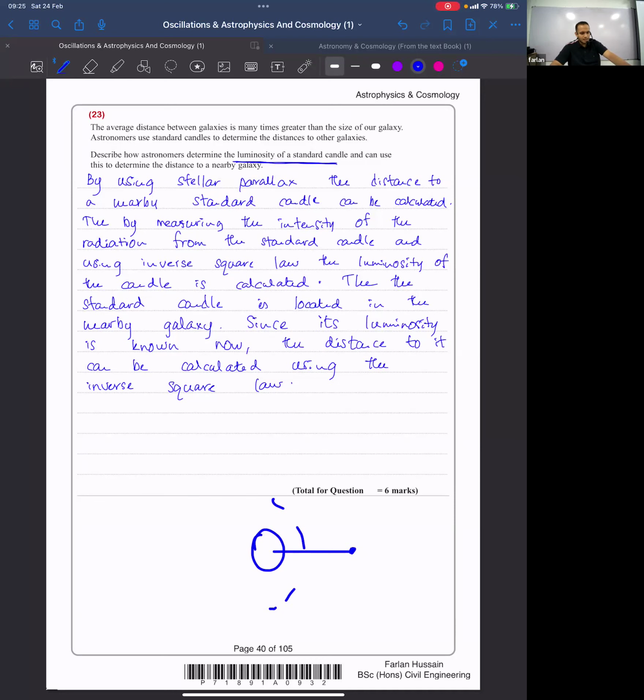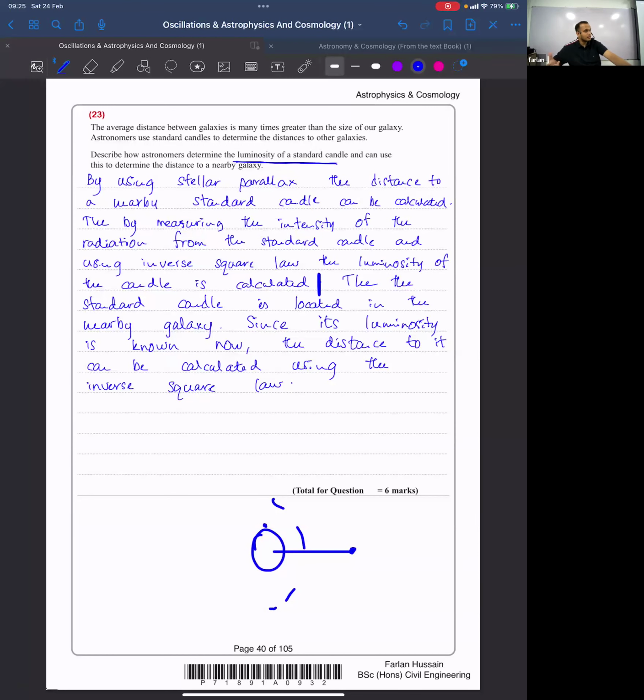Then by measuring the intensity of the radiation from the standard candle and using the inverse square law, you find the luminosity of that standard candle. You calculate it. By taking, maybe at multiple points, the power divided by the area, that will give you the intensity.